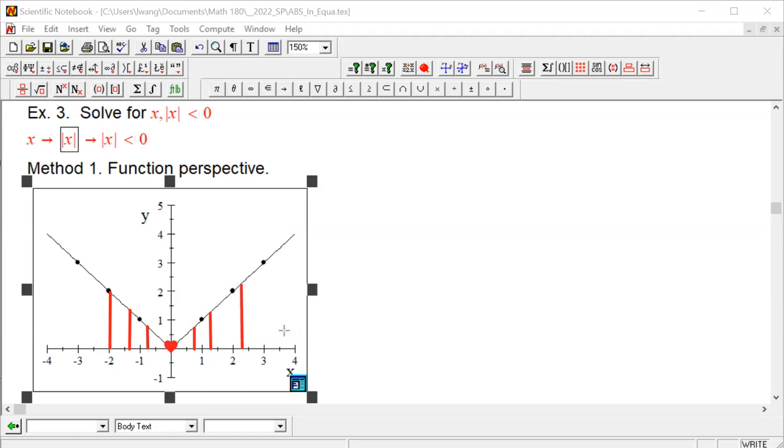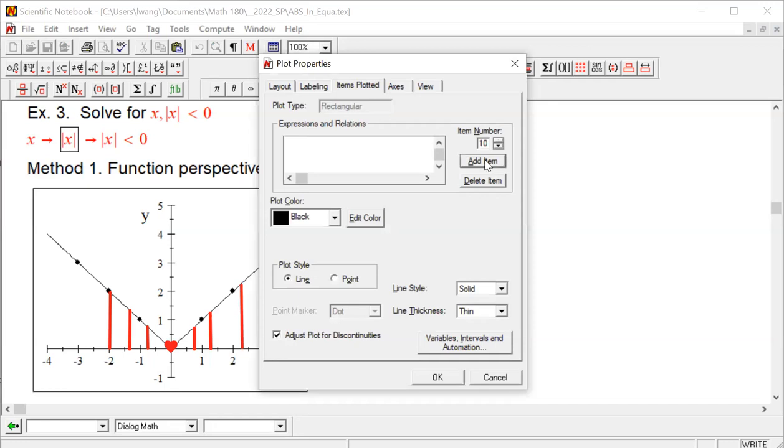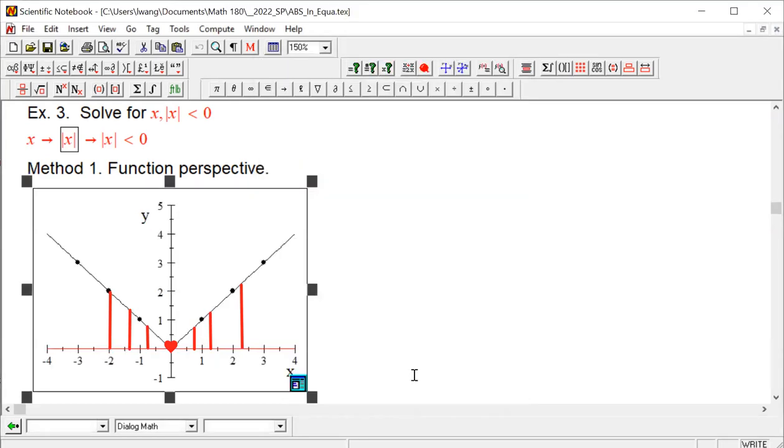But if you want to say, well, once you know the output, you're going to draw a horizontal line. Sure, we can draw a horizontal line. We're going to draw this horizontal line. Because it's less than 0, I have to draw a broken one. I'm drawing this broken horizontal line.